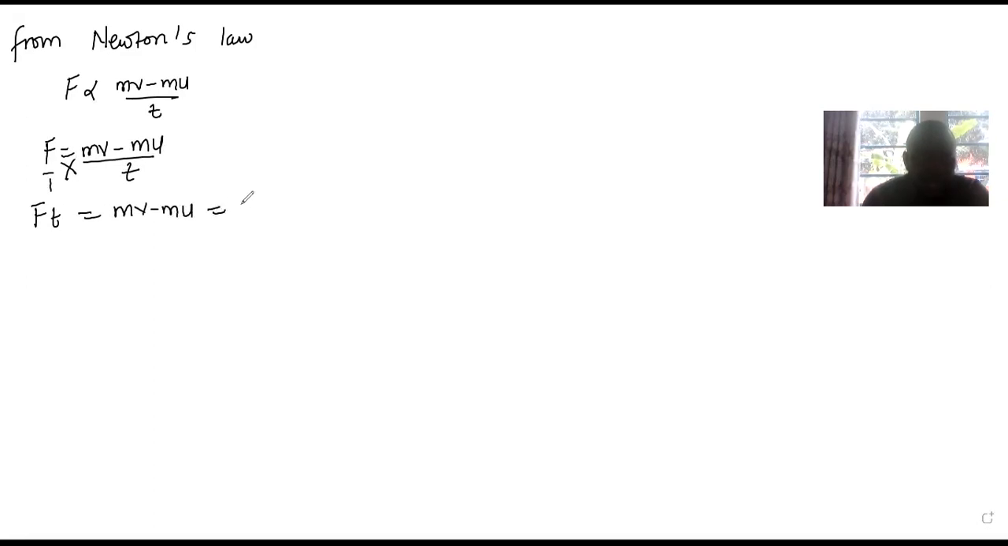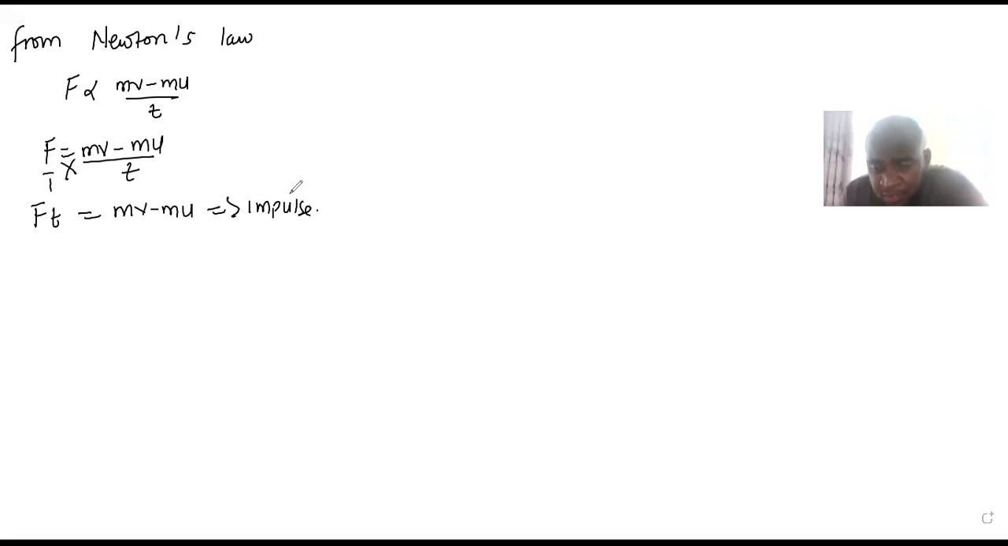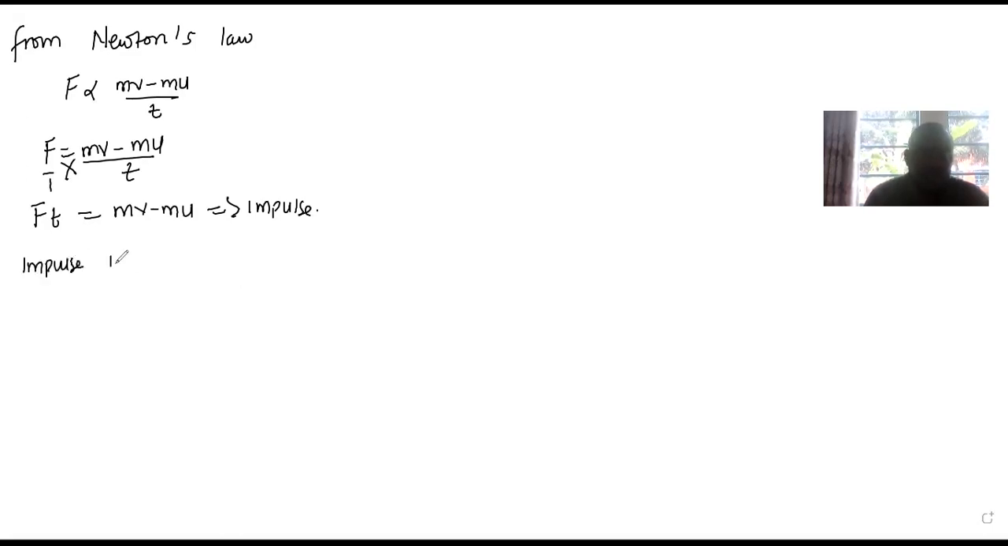Now, this is what they call impulse. Sometimes we call it the rate of change of momentum. Not the rate of change, we'll call it the change in momentum. So by definition, impulse is the change in momentum of a body.